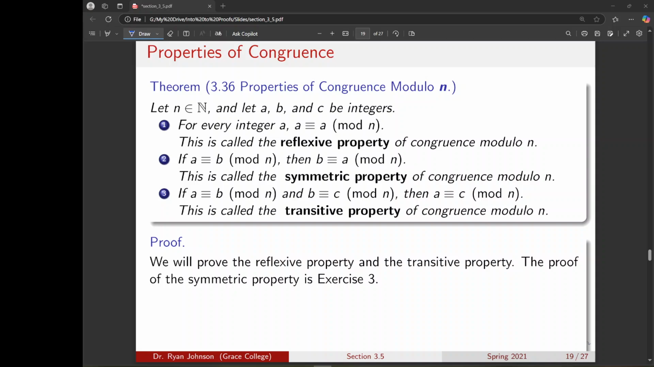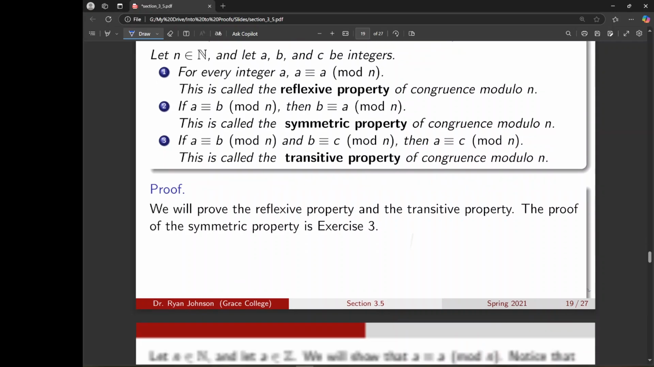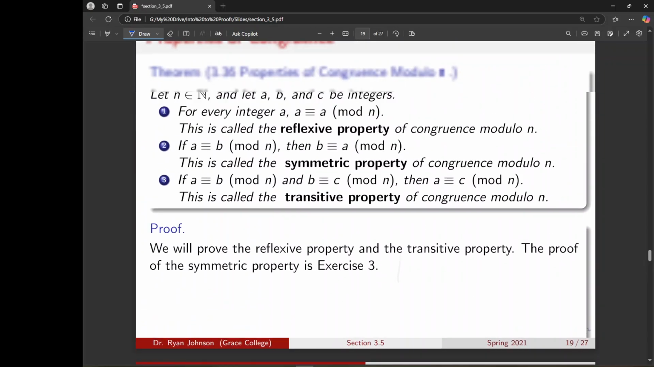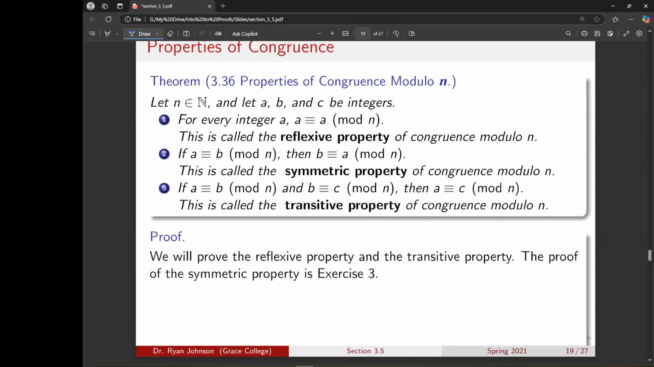Okay, we're going to prove the reflexive property and the transitive property. The proof of the symmetric property is a homework exercise. So think about the assumptions here. For number one, there's only one real assumption: a is an integer. Whereas for part C, you've got multiple assumptions. Like you've got these integers, and you've got this and that.